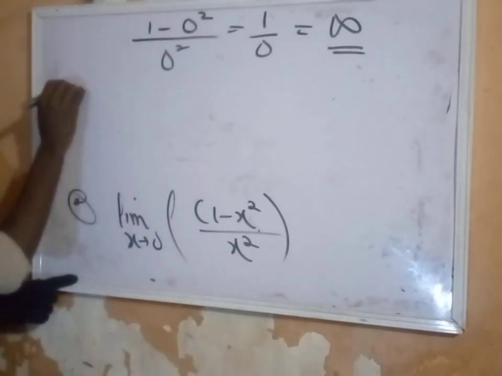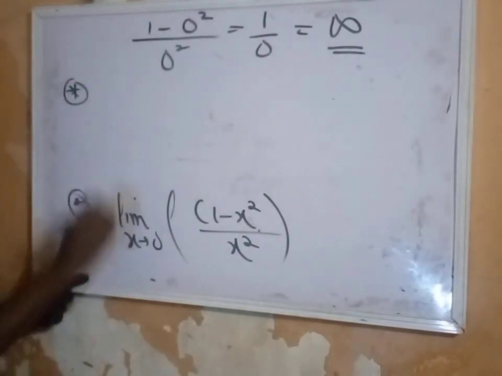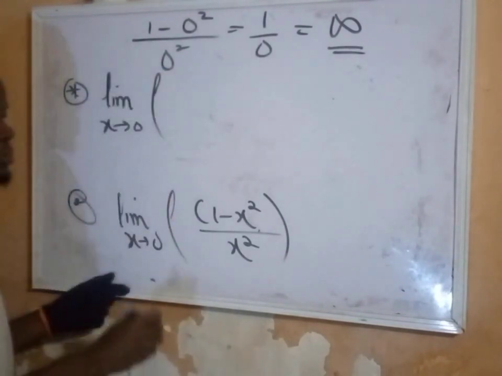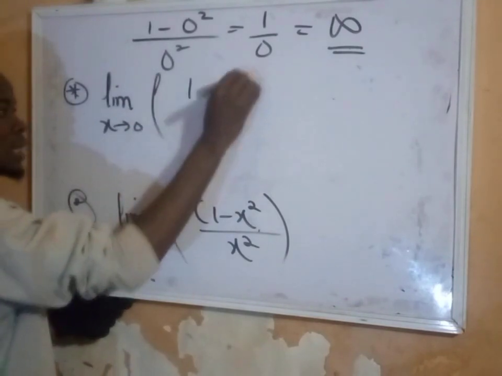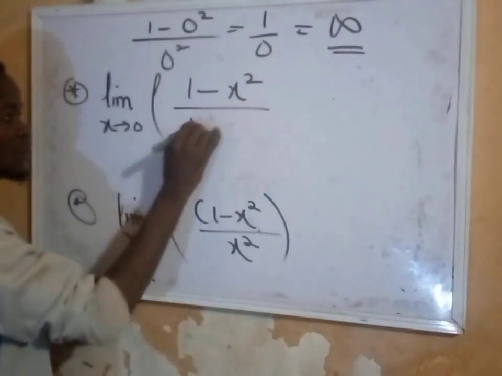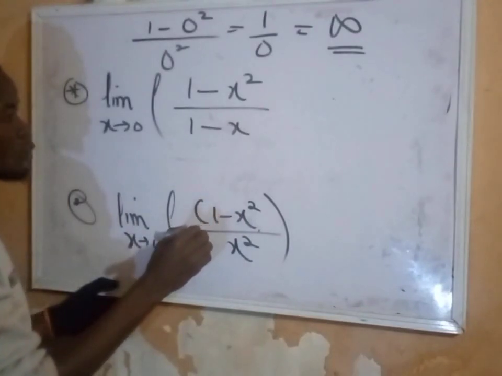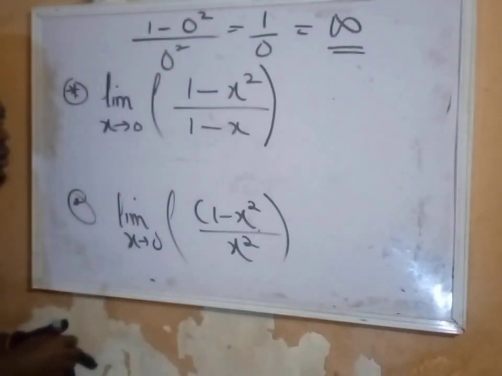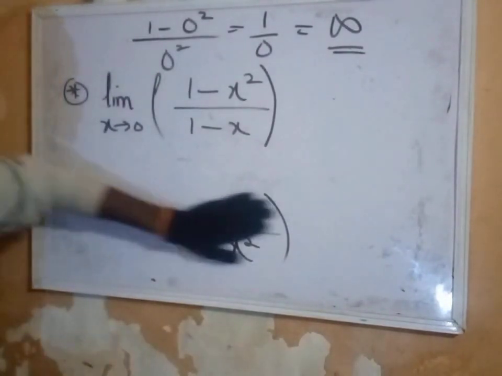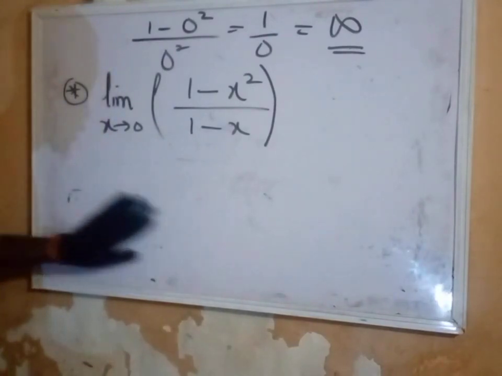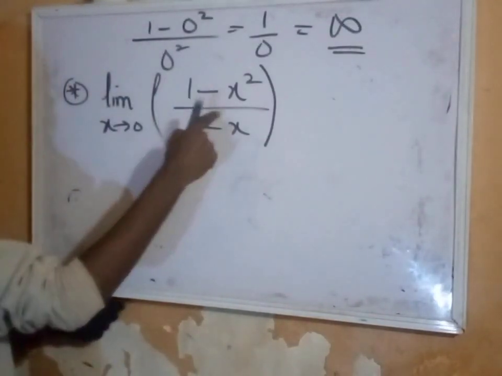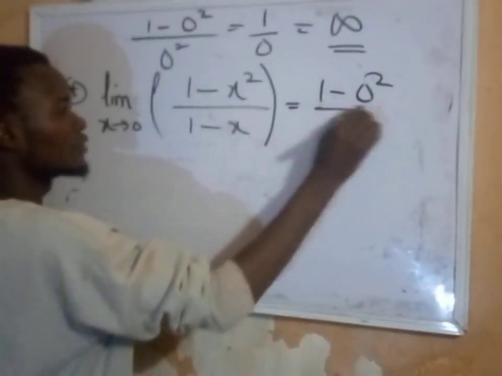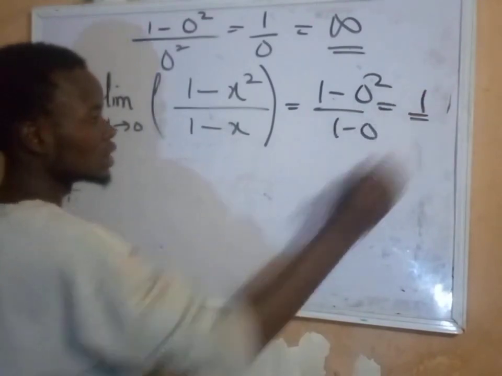But let's say you are given another example like this. Let's say the limit as x tends to 0 of, open bracket, 1 minus x squared, divided by 1 minus x. So if this particular limit is given, whenever you have x, you are going to replace it with 0. Here we have 1 minus 0 squared divided by 1 minus 0, and this is automatically 1.